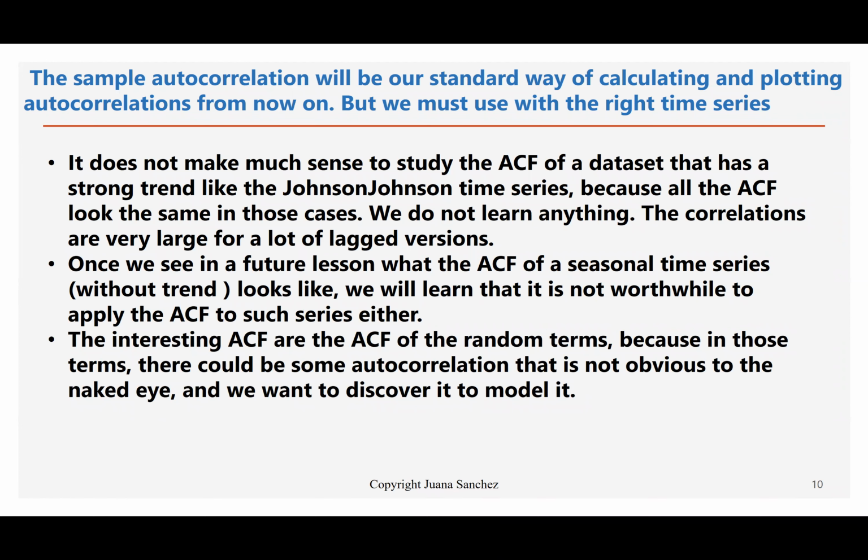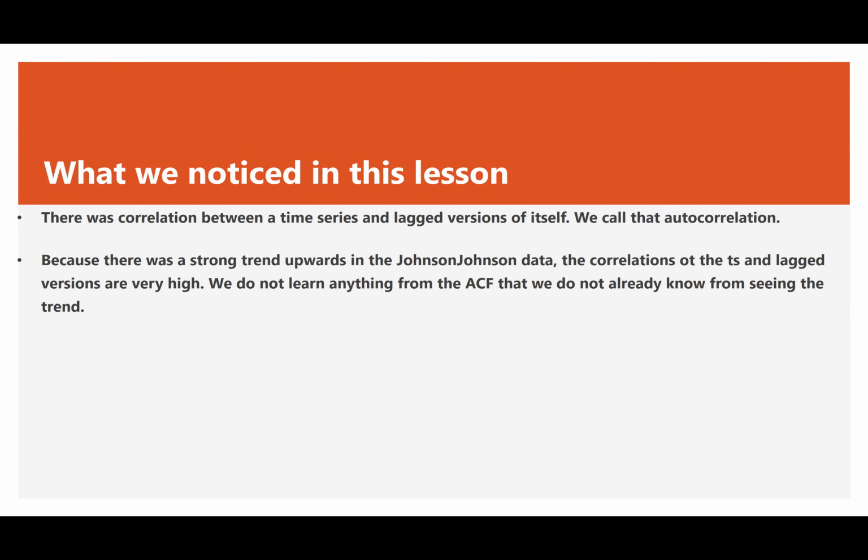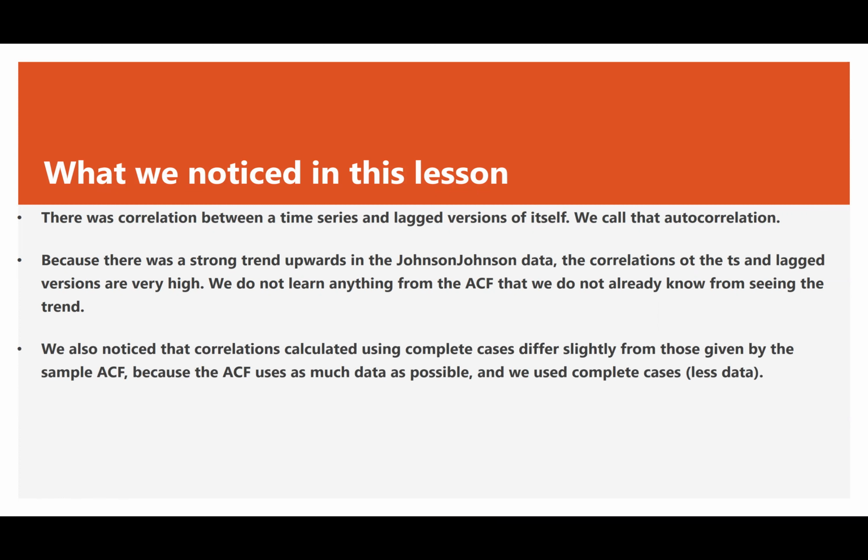So the interesting ACF is the ACF of the random term. And remember, in the decomposition lessons, we learned how to decompose a time series. For a reason, we want to study the random term, and the ACF of the random term is what will make sense. So there was correlation in what we saw between a time series and lag versions of itself, the columns representing the lag version, and we call that autocorrelation. Because there was a strong trend upwards, the correlations are very high. So we don't learn much new about the data by doing ACF of a trended data set.